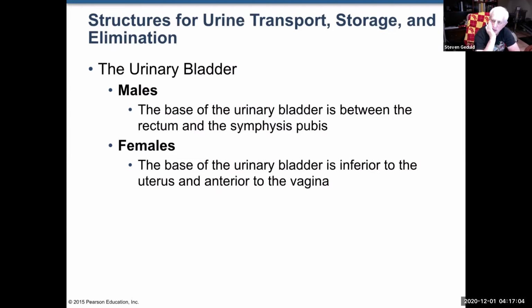So it sits differently in females because of the childbearing modifications that the body has gone through to allow for childbirth. So the urinary bladder is positioned a little differently. That's why in pregnant females, there's a greater tendency to urinate because the urinary bladder sits inferior to the uterus, which means as the uterus grows, it puts pressure on the urinary bladder and it causes it to feel like it's full more often.